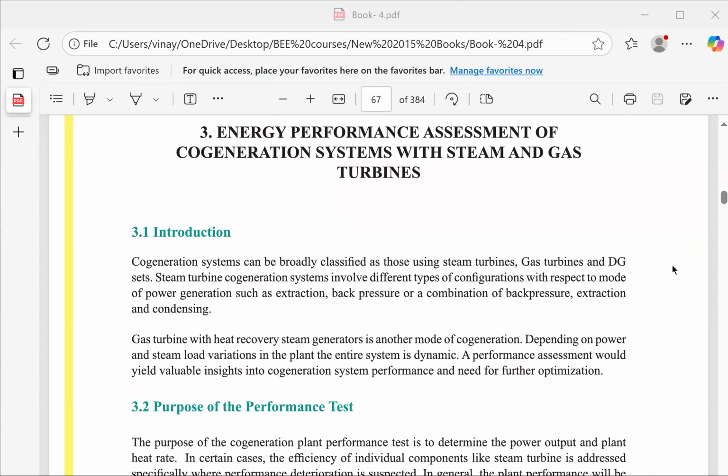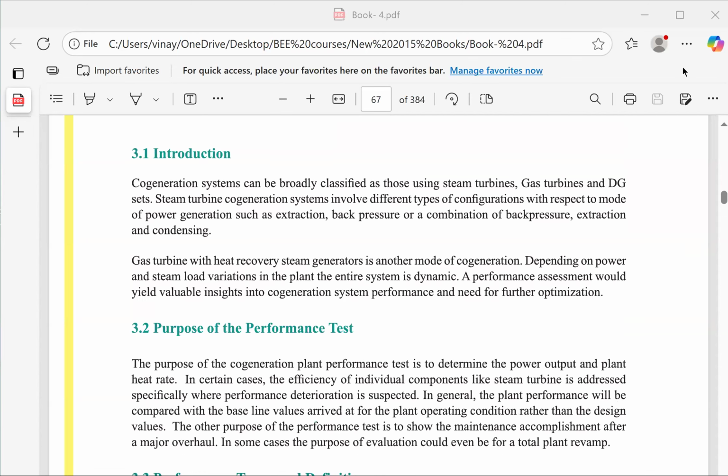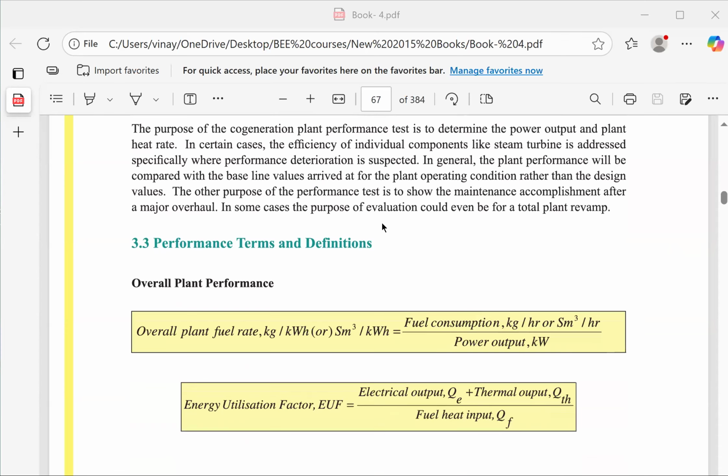So in this chapter, I will give more stress on what we don't know. The purpose of a performance test is already known. We have taken performance tests of boilers, turbines, individual equipment, EHV equipment and heat exchangers. So this is just a revision. Let us look at the formulae which are used in book 2.